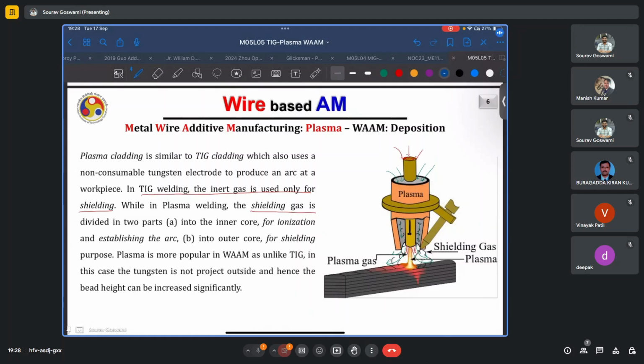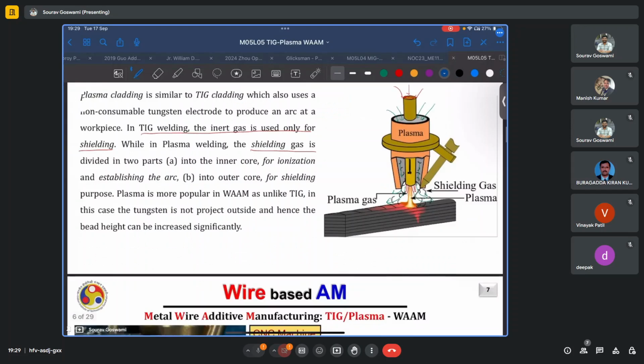Plasma is more popular than TIG for WAM purposes because in this case the tungsten electrode is not projected outside, it is more protected. Thus, the bead height can be increased significantly without any dangers of say collision or deformation of the TIG electrode.